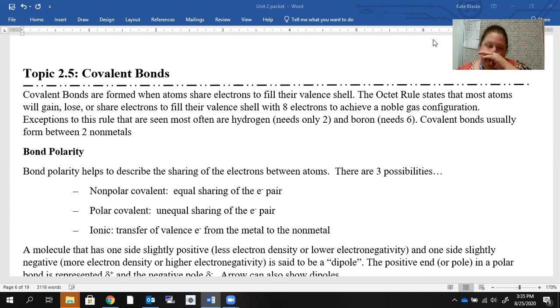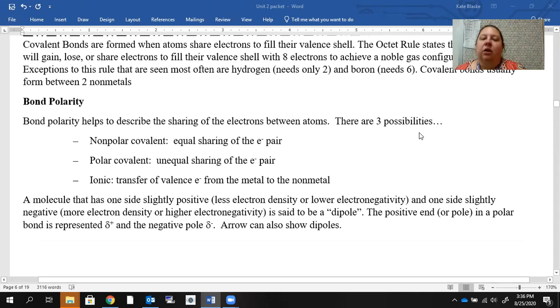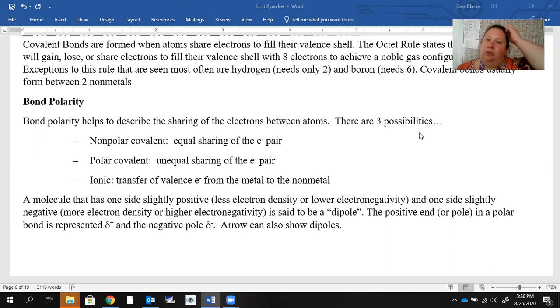Within these bonds, we have 3 different types of polarity that we're going to talk about. In covalent bonds, we have either non-polar covalent or polar covalent. Non-polar covalent has equal sharing of the 2 electrons. Polar covalent has an unequal or uneven sharing of the electrons. And with ionic, we're not talking about sharing at all. We're talking about purely transferring those valence electrons from the metal ion to the non-metal ion.